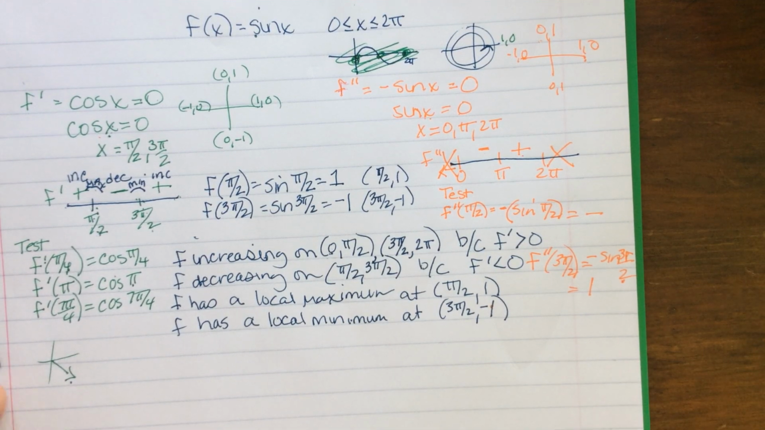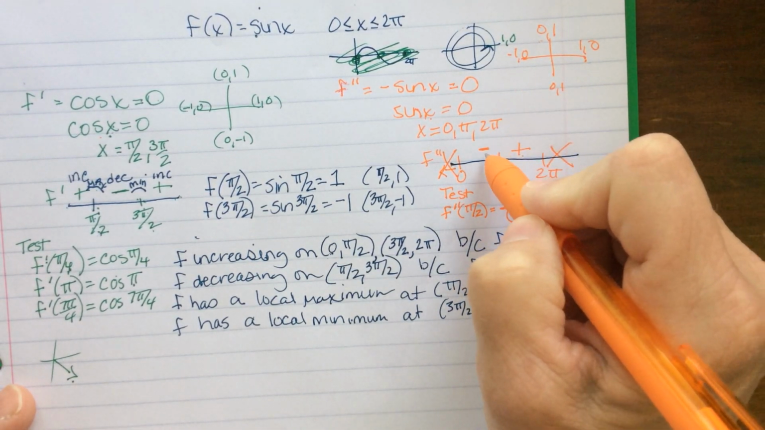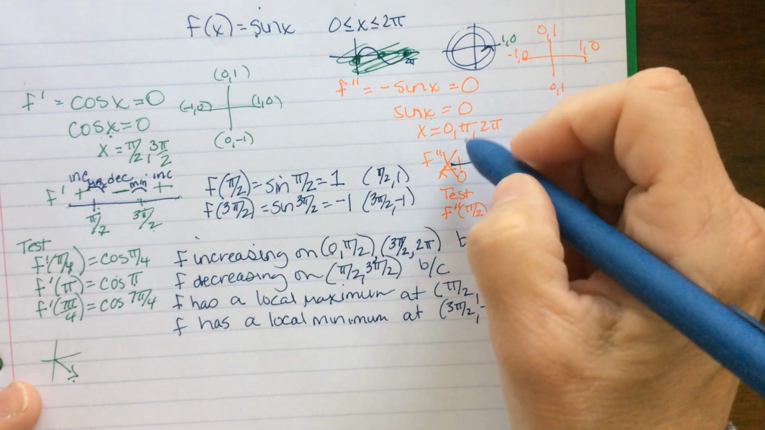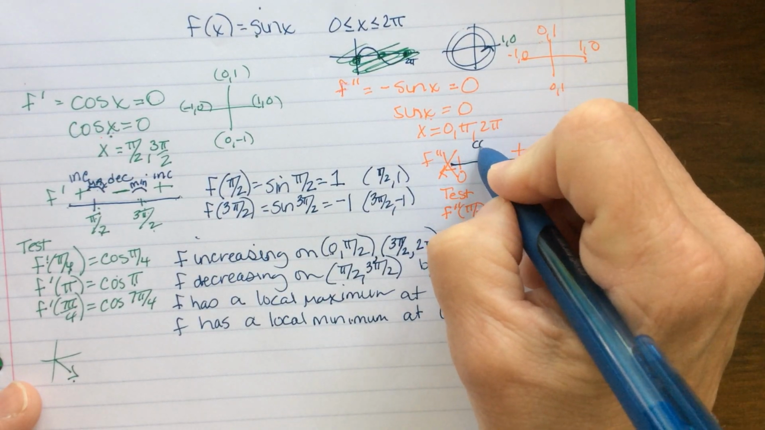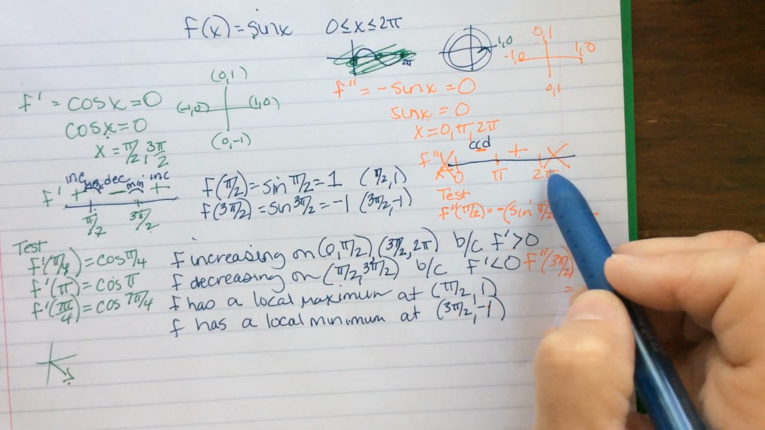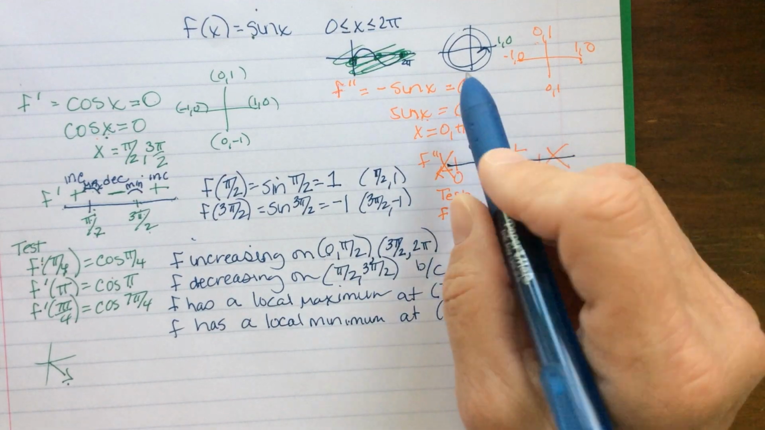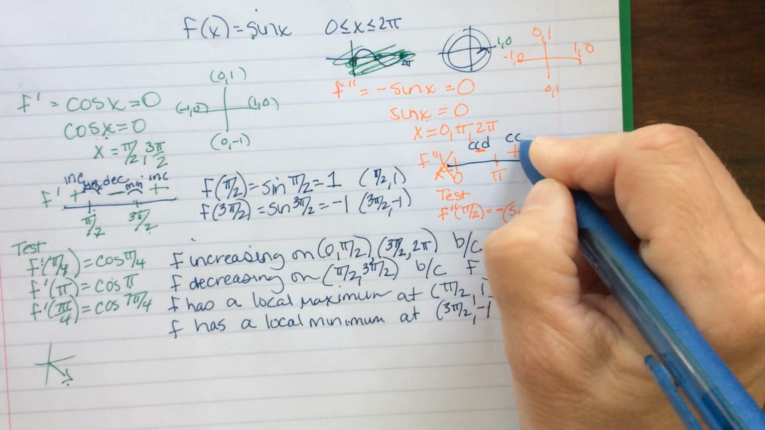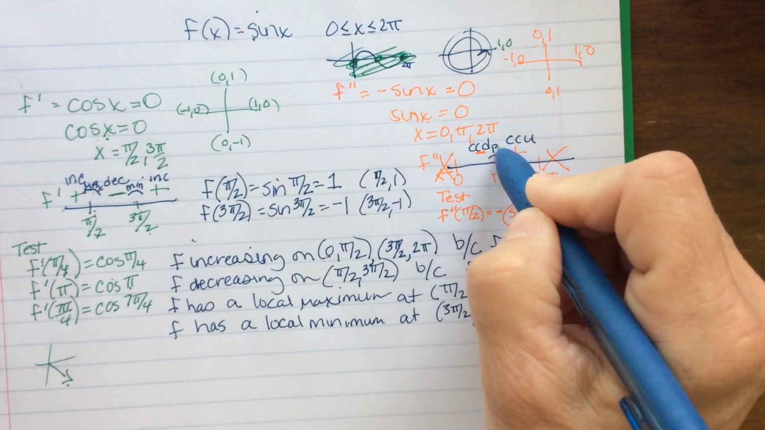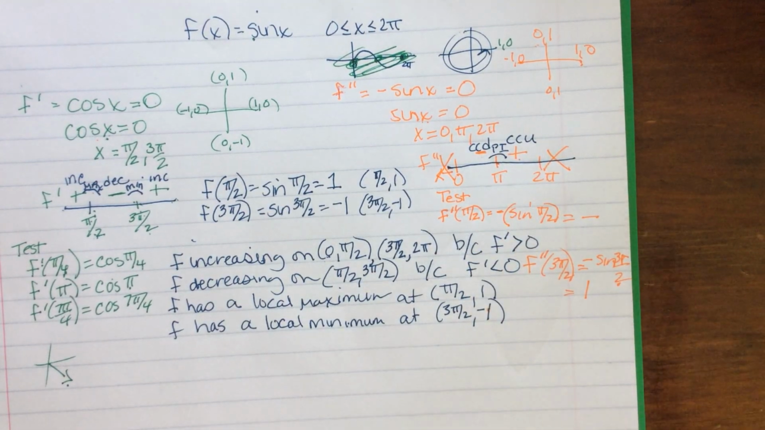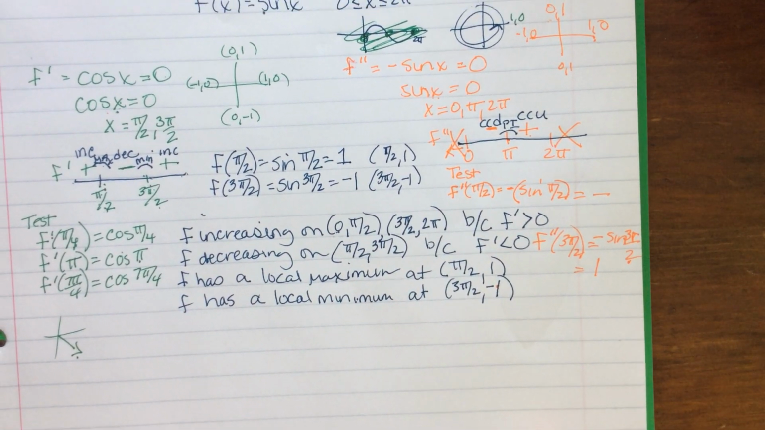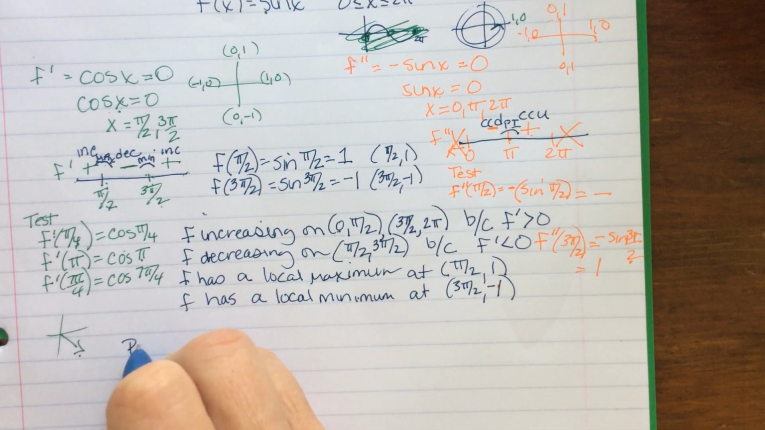Okay, so what does that tell us? Well, from 0 to pi, the original graph is going to be concave down. From pi to 2 pi, the original function's graph will be concave up. And at x equals pi, we will have a point of inflection. So let's talk about, I'm going to scoot this up just a little, let's talk about a point of inflection.